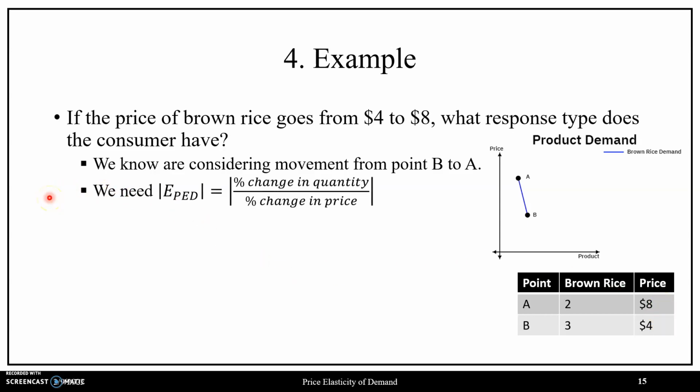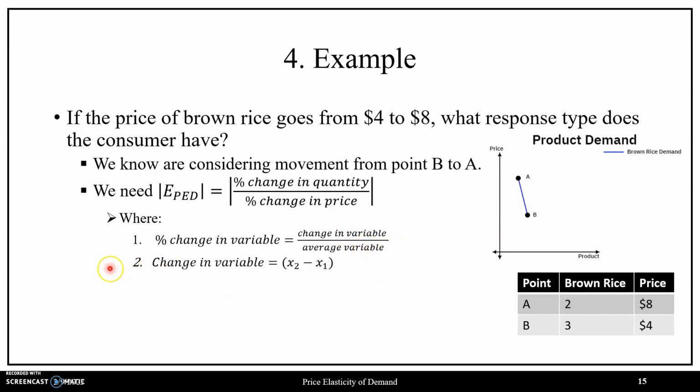We also know that we need a price elasticity of demand in absolute value, so the percentage change in quantity demanded divided by the percentage change in price, where once again the percentage change in a variable is going to be the change in that variable divided by the average of that variable, where the change in the variable is going to be x2 minus x1, where in this case x2 is going to be point A and x1 is going to be point B. And in terms of the average, this is going to be x2 plus x1 divided by 2, where once again x2 is going to be point A and x1 is going to be point B.